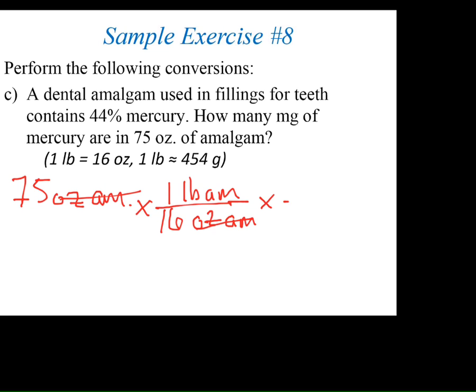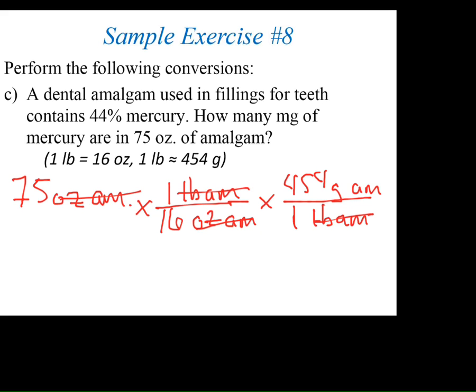Now I'm at pounds of amalgam on the top, so I need to have pounds of amalgam on the bottom. So I need a conversion that has pounds in it. I'm trying to get to grams. Oh, 1 pound is 454 grams. So 1 pound on the bottom, 454 grams of amalgam on the top. With me so far? Questions?